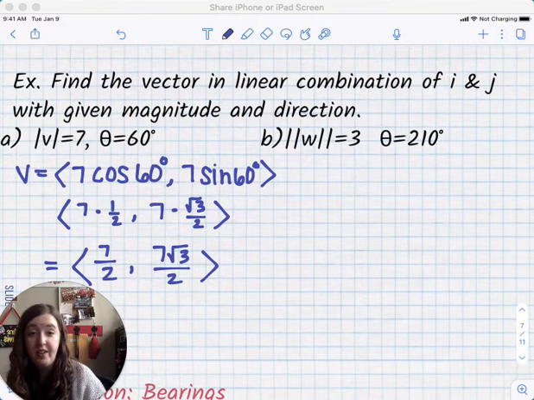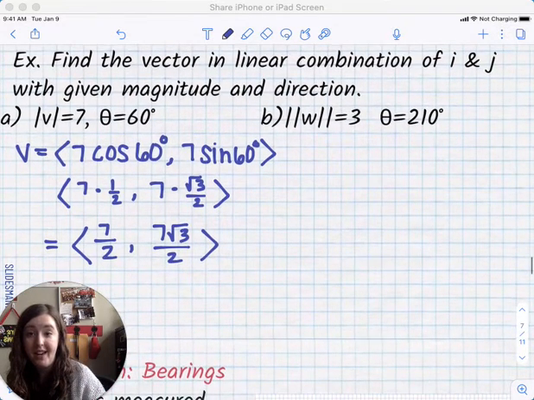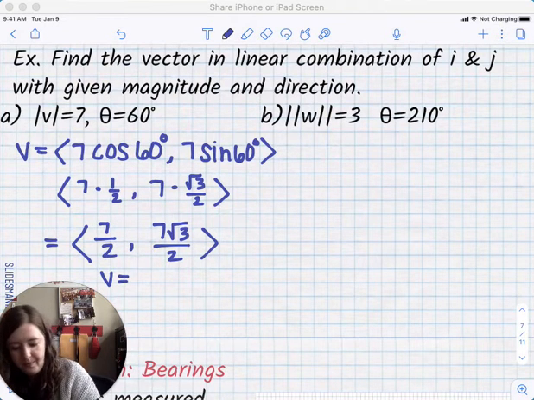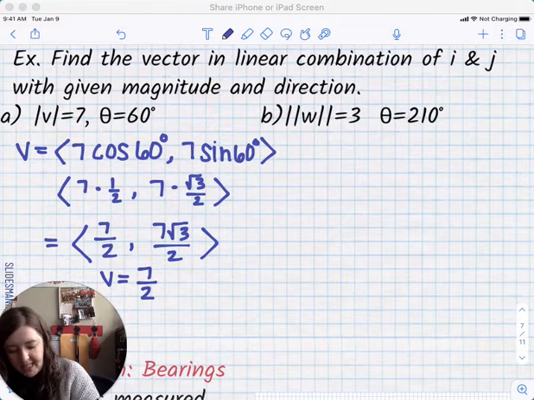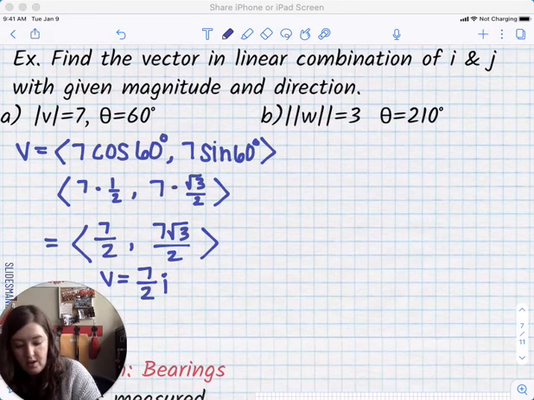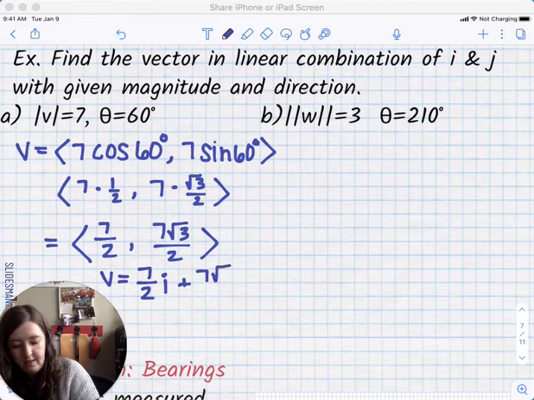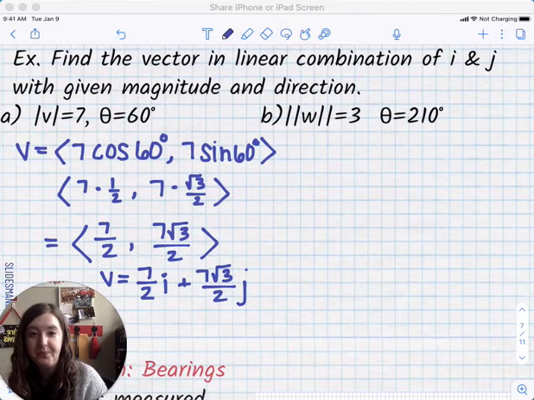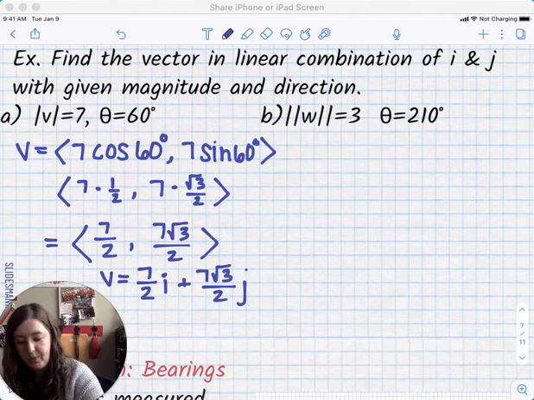Now it says to write our answer in a linear combination of i and j. So v equals 7/2 i plus 7 square root 3 over 2 j. Let's look at the next one.